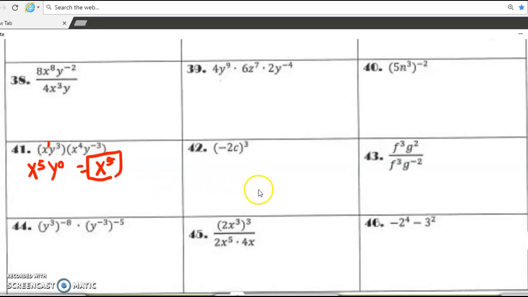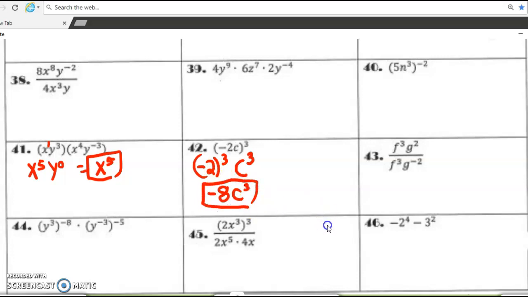Next one is a power of a power. Many people forget the 2 because we have to cube the 2 and cube the 3. Most of you will remember cubing the c, but not the 2. So negative 2 cubed is negative 8. C cubed is just going to be c cubed.